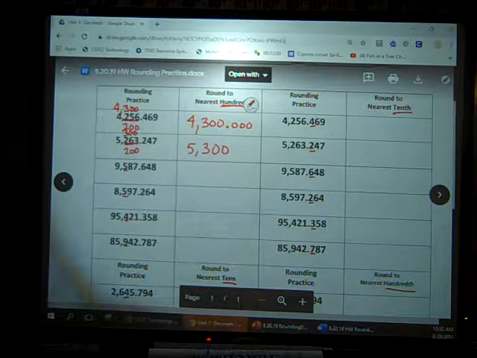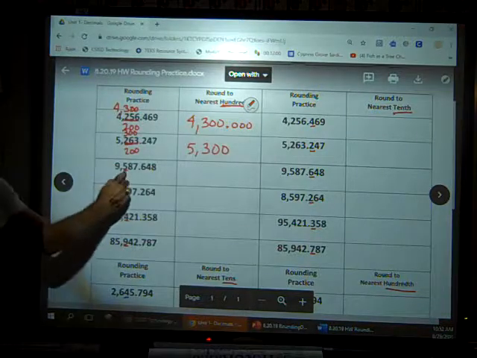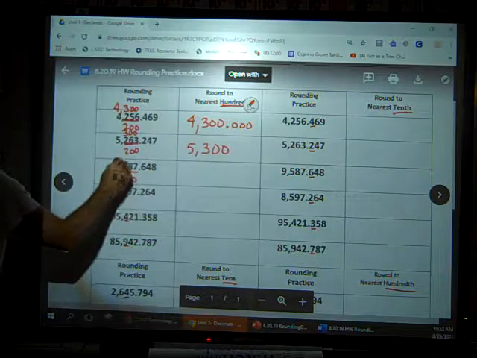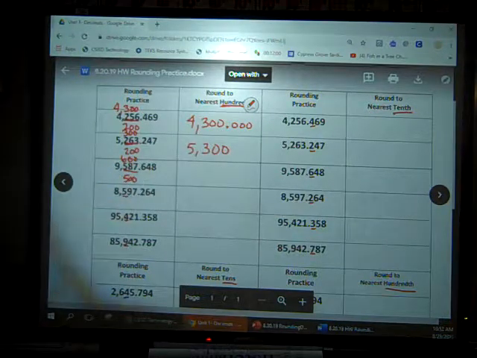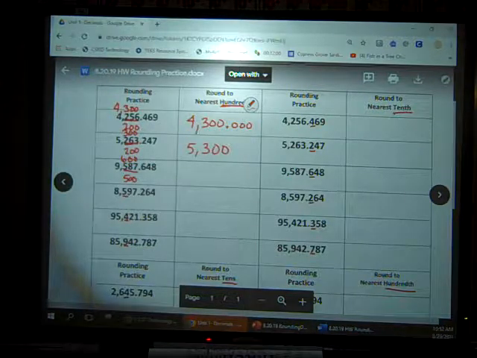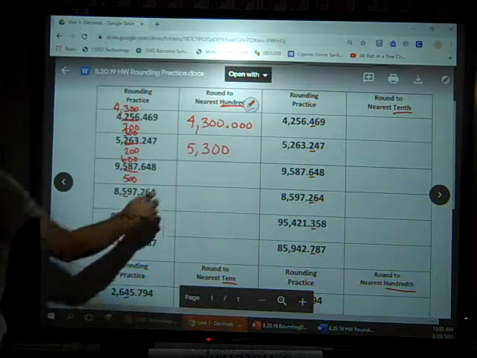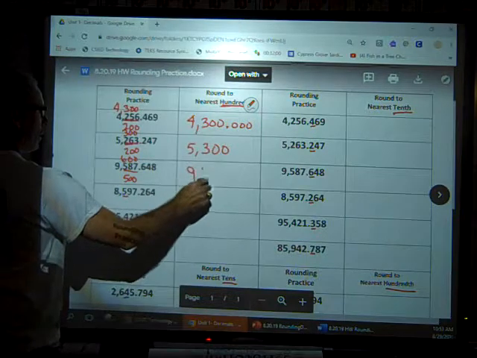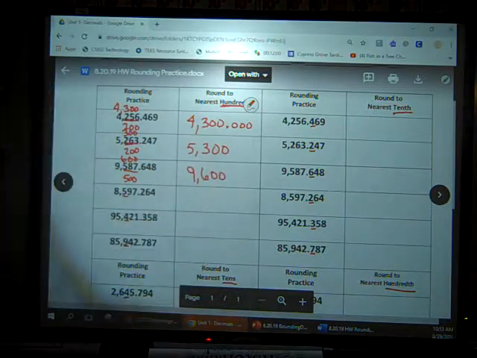9,587 and 648 thousandths rounded to the nearest hundred. What are my bookends? 500 and 600. I got a couple people. You're not making me feel very confident that you're understanding this. And I don't see any hands going up asking me to stop and go back. I need you to participate so I know you understand. What is 587 closer to? 600. So my answer is 9,600. All right, good.